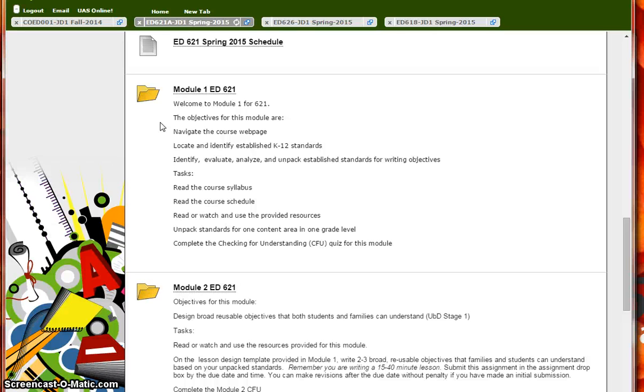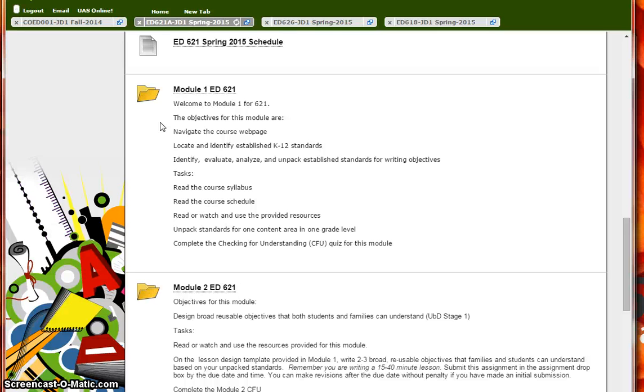you just found, for writing objectives, and then your tasks so that you can be skillful and knowledgeable about those objectives are to read the course syllabus, read the course schedule, read or watch and use the provided resources inside the module folder, which we'll take a look at, unpack standards for one content area and one grade level, and complete the checking for understanding quiz.